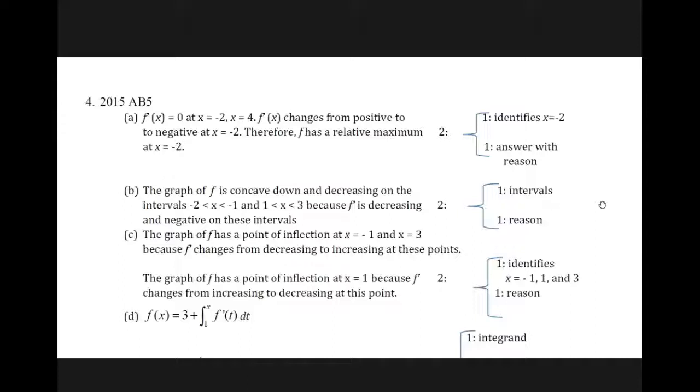Right, so let's look at number 4 to start. Number 4 was a graph of a derivative function. So you had to use that table I gave you to go backwards and figure out key pieces of information about the original function.